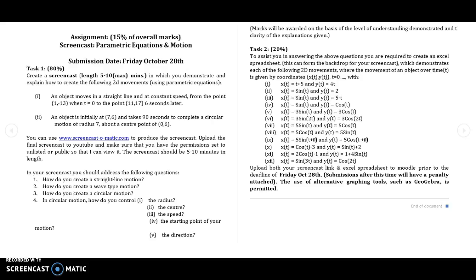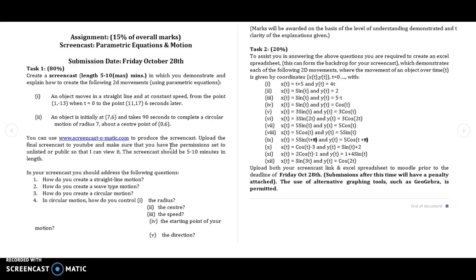And then you asked a couple of questions about circular motion. So the radius in circular motion is controlled by the multiple in front of the sine or cos, which was seen last time, that it was 7 sine and 7 cos. So the center is defined by the amount added to or subtracted from the sine or cos. So in the last case it was 0 and 6, so it was plus 6. And then the speed is controlled by the multiplier in front of t, last time it was 4.